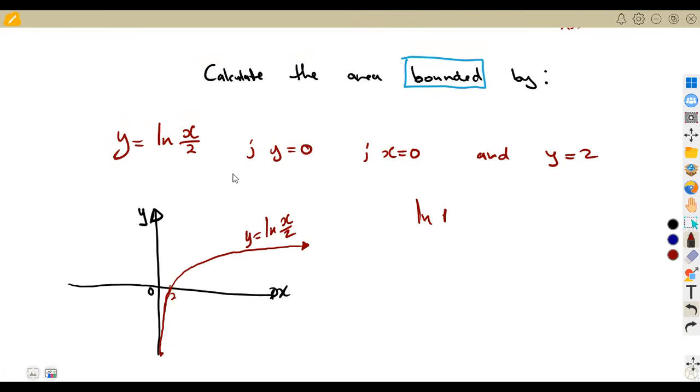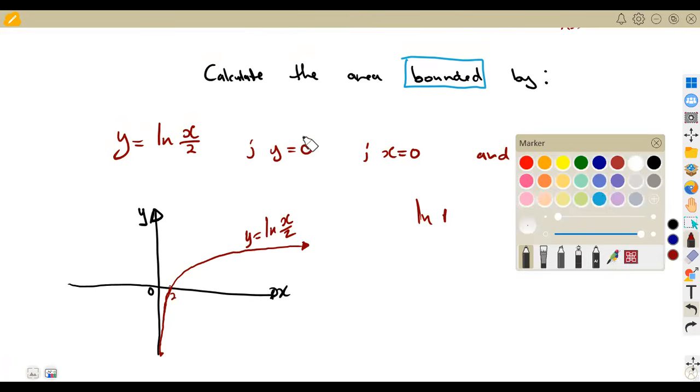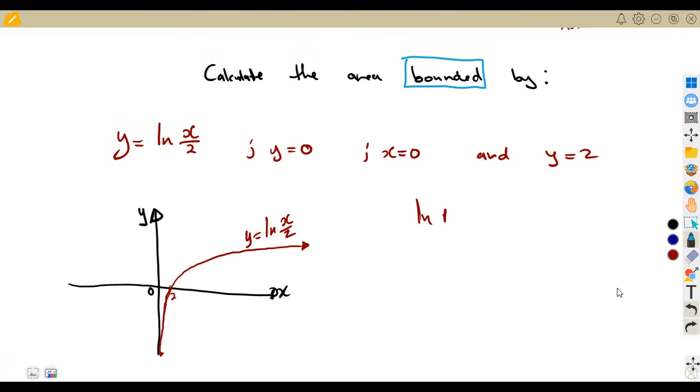Then from this part that we are given, as we can see, it must be bounded between the line y is equal to 0, which is the x-axis. So it's bounded by this line, by the line x is equal to 0, this one, and the line y is equal to 2. Y is equal to 2 can be somewhere here. So the region that is bounded, that is covered, is this one that is left here, covered by the graph, by this line, by the y-axis, by the x-axis.